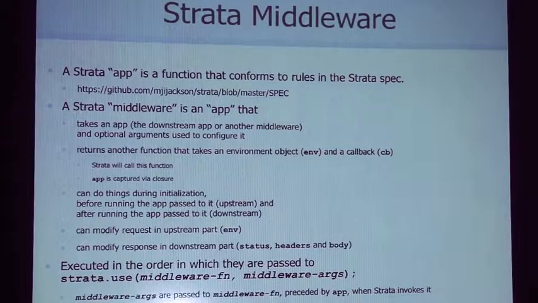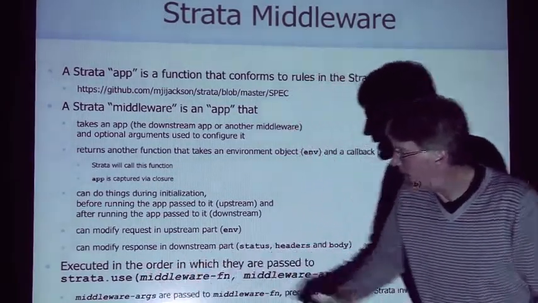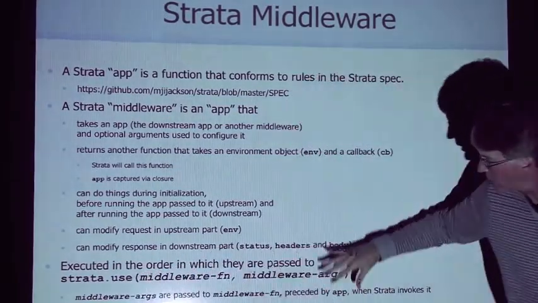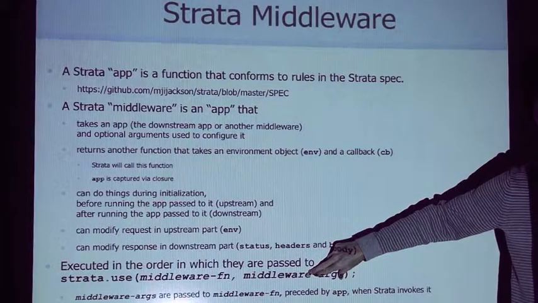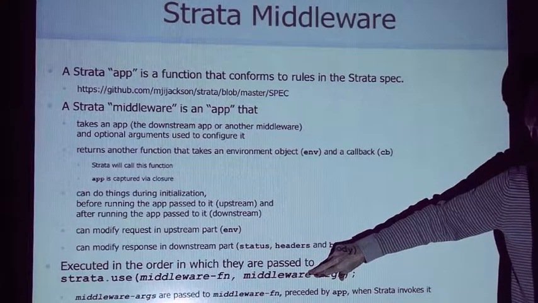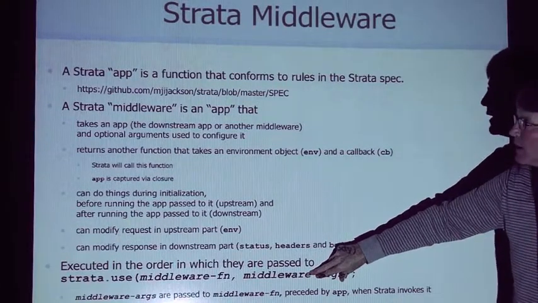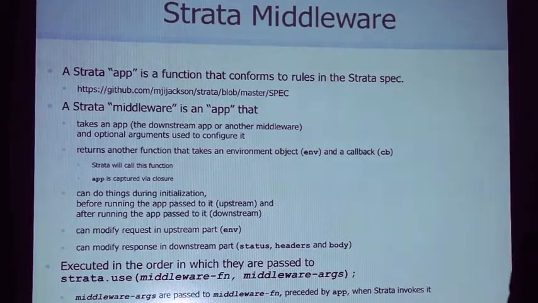So again, the main point of this kind of error handling is that it preserves the stack trace for you. I talked about Strata middleware already. One of the main features is that you get to intercept a request coming in and possibly modify it, and a response going out and possibly modify that. We talked about how you register them with strata.use, and you give it your middleware function and, if you want, arguments that you pass into the middleware function to configure it. So that's the basics.